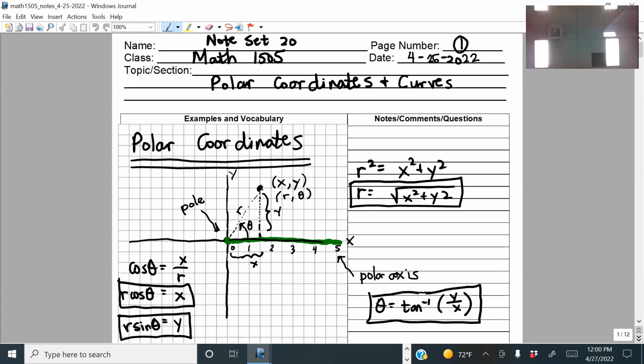Why does it require two pieces of information? That's exactly the same amount of information as we required in rectangular coordinates, right? We also needed two pieces of information, correct? Why is that true?